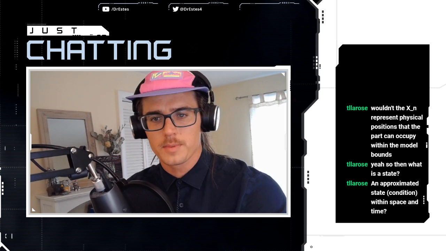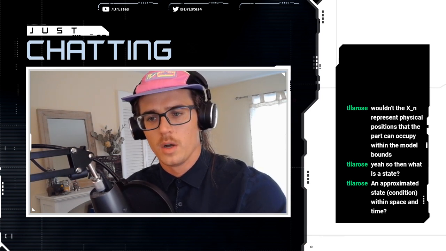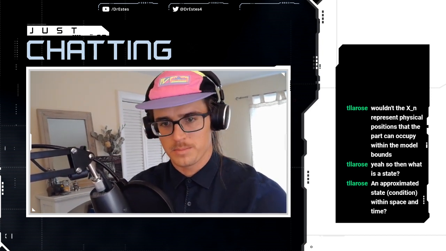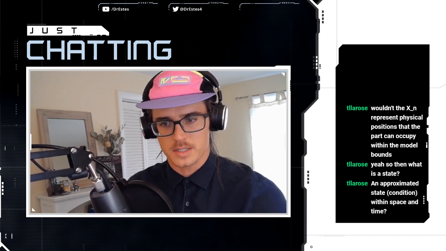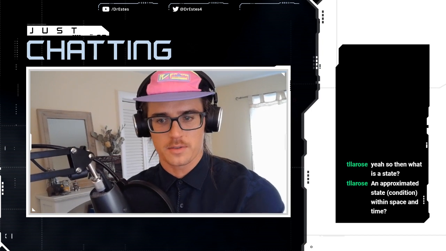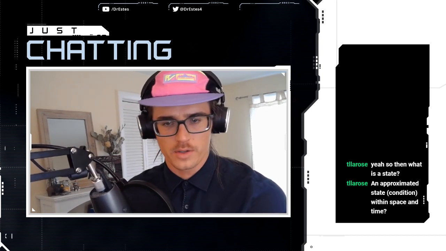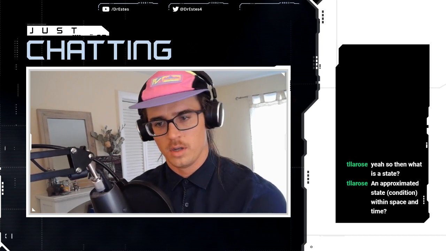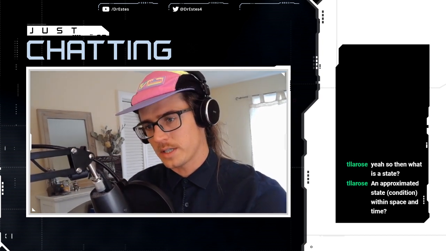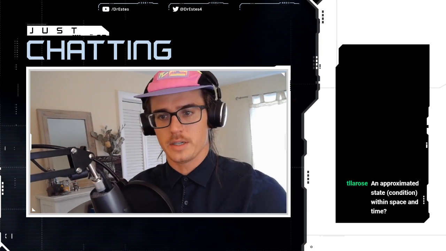An approximated state condition within space and time. Well, fundamentally a state is the minimum set of knowledge you need about a system to predict its dynamics for the next step. If you know the position and velocity of a particle, that gives you some ability to predict where it'll be a short time from now. So I think of a state as the minimum amount of information you need to characterize the dynamics of a system at any given time.